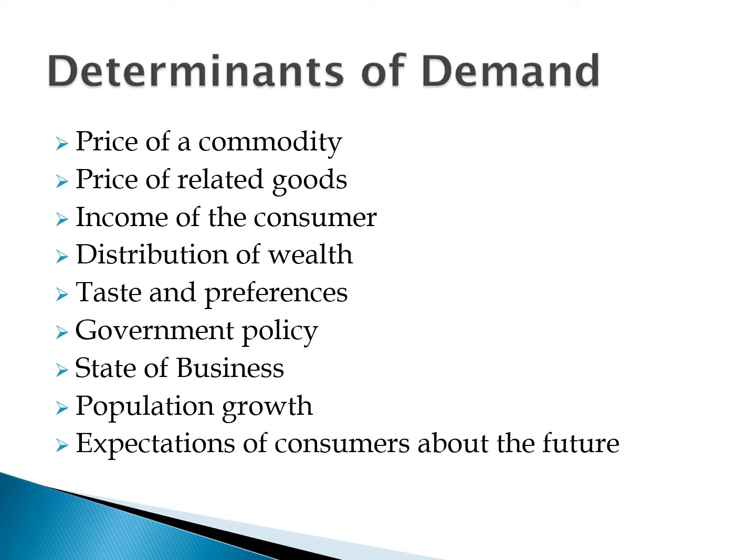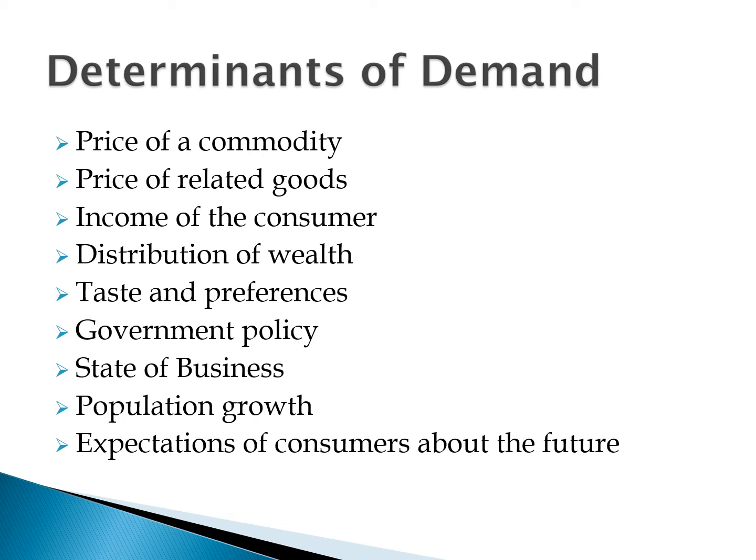Next, price of related goods. Demand is also influenced by the change in the price of the related goods. The goods are of two types, namely substitute goods and complementary goods. Substitute goods are goods which can replace each other in use, like tea and coffee, while complementary goods are those which are jointly demanded, like petrol and car. Next, income of the consumer. This is another factor which influences the demand. Generally, there is a direct relationship between the income of the consumer and his demand.